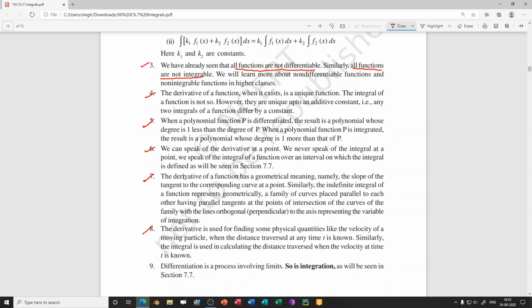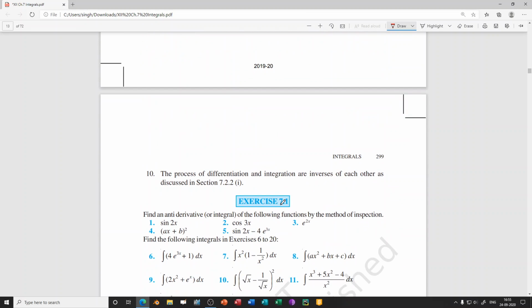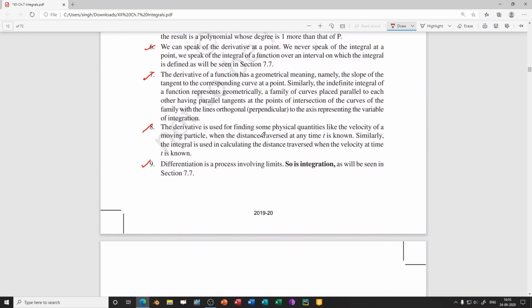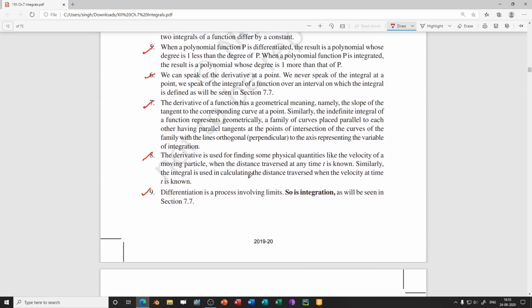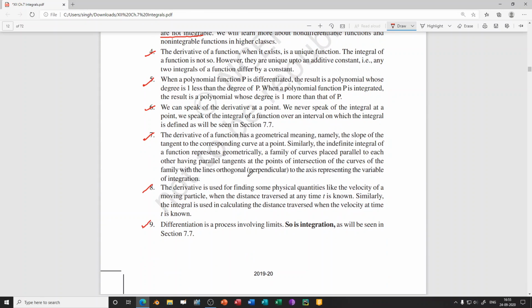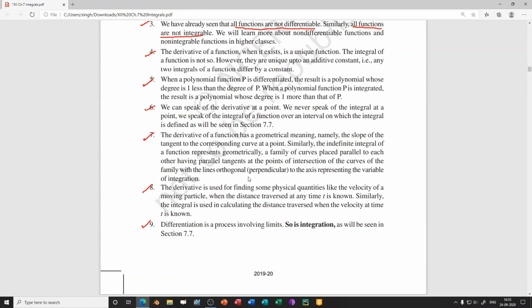Then the ninth one, differentiation is a process involving limits. So integration as well, we will see in the later section. And this 10th one is, we are having the process of differentiation and integration are inverse of each other. Already we have seen that. Now let us go through the point which we are discussing here.